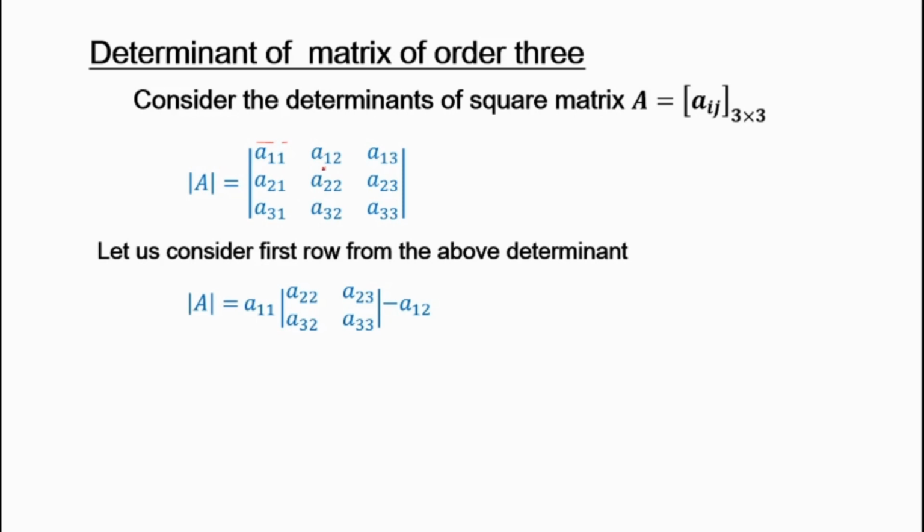First row and the second column. So therefore, I am taking here A11. Then I am taking that minus A12 into the determinant of the matrix obtained by deleting the first row and the second column, because A12 lies in the first row and the second column.